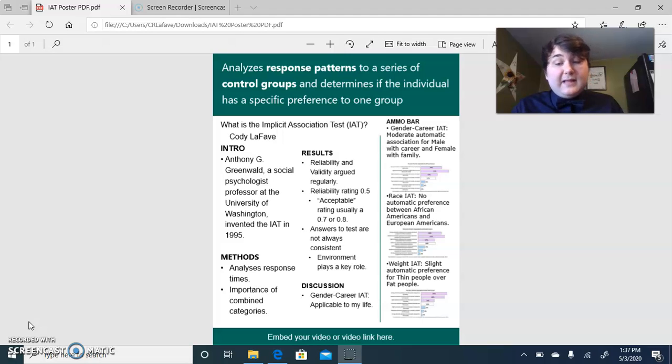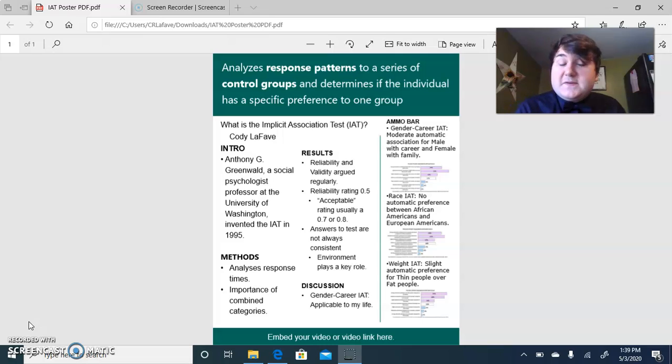Now, the reliability and validity of this test is argued regularly by professionals. In order to have an acceptable rating for a test, the reliability would have to be a 0.7, or 0.8 is preferable in most cases. The IAT has a regular rating of only 0.5. So through this data, it can be considered not very reliable.